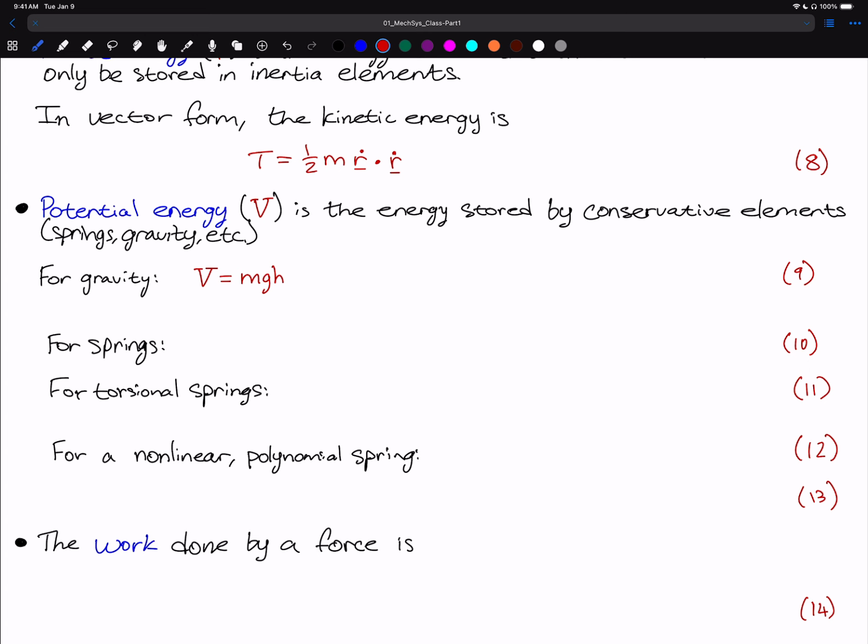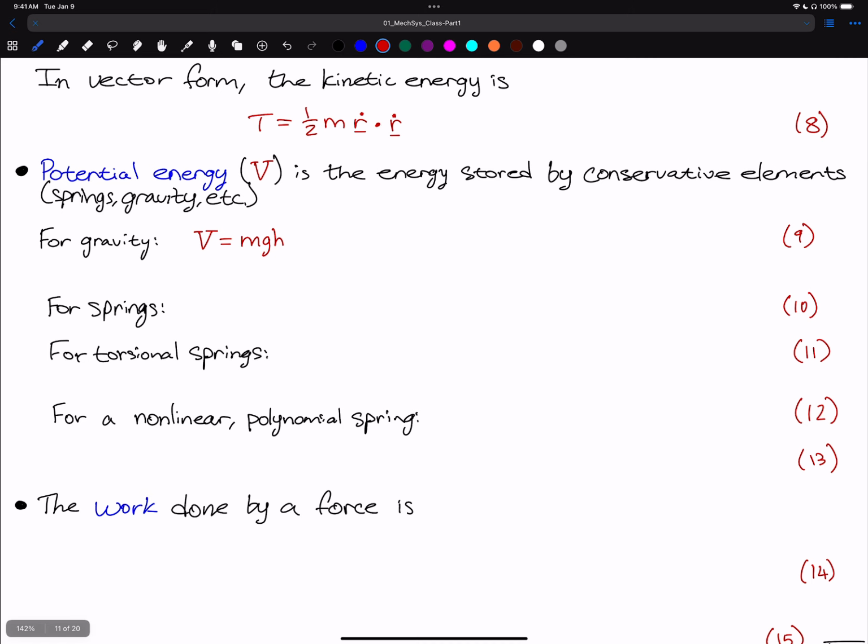Now for springs, the general form is going to be that the potential energy is equal to 1/2 k times x squared. And we'll talk about what it looks like for a nonlinear spring. Or if we're thinking about change in potential energy at, let's say, two different points in time, this will be equal to 1/2 k x squared at time 2, minus 1/2 k x squared at time 1. And that is our change in potential energy.